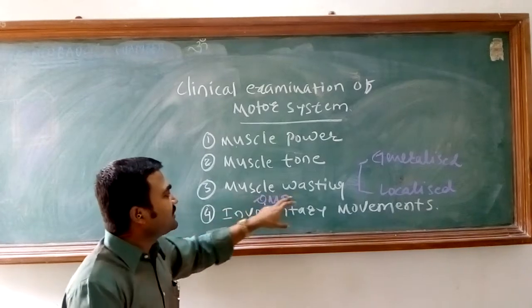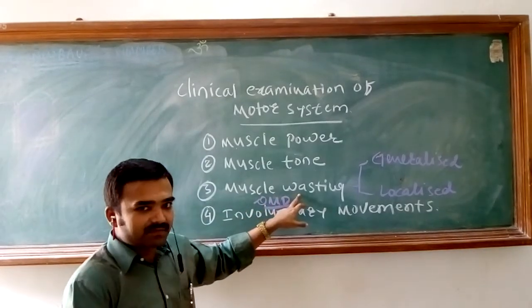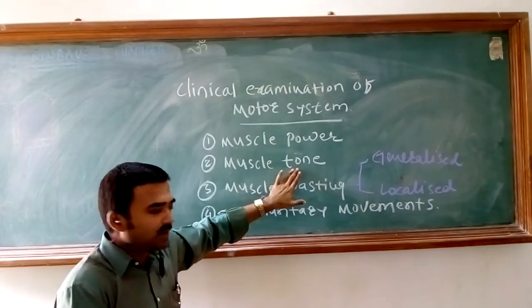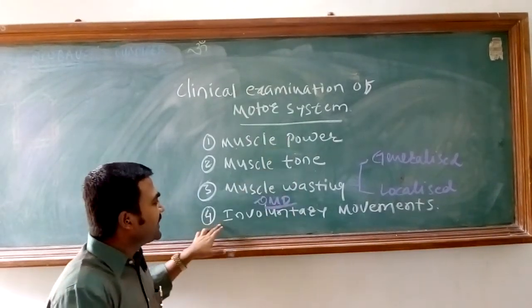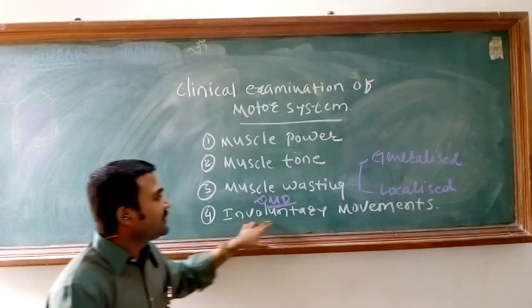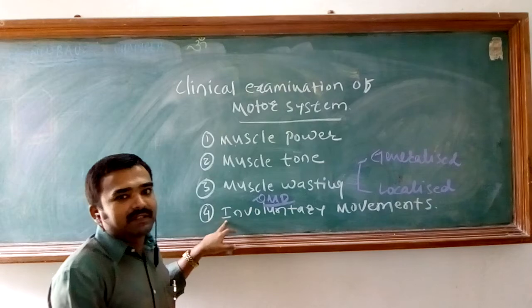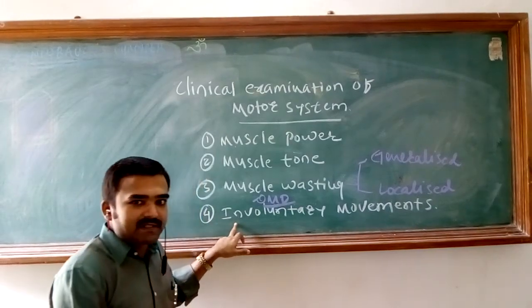So you have to rule out the presence or absence of muscular wasting, then look at muscle power followed by muscle tone. In the next video, we are going to explain another important clinical topic, involuntary movements and the different types of involuntary movements. Thank you.